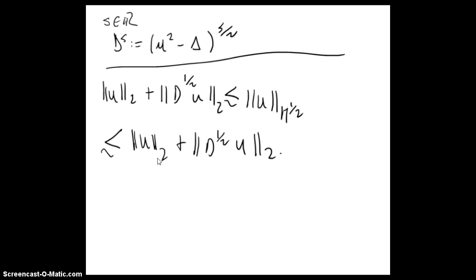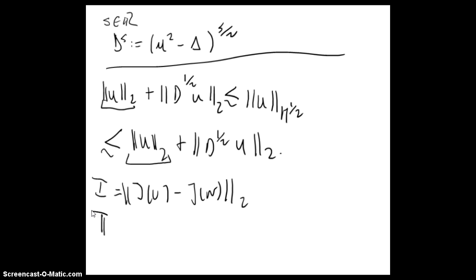Then we will just have to estimate the quantities. First, ||J(u) - J(v)||_2, which will represent this, and then ||D^(1/2)(J(u) - J(v))||_2. Okay, so in the next video we will continue with the proof of Lemma 1. Okay.